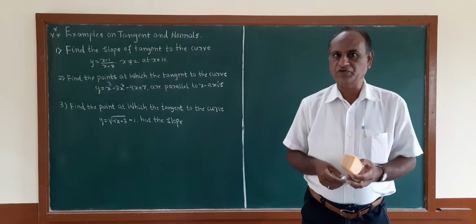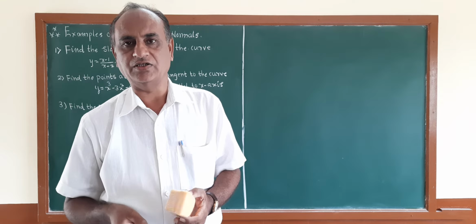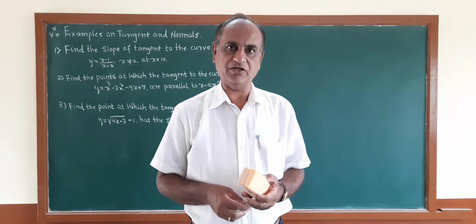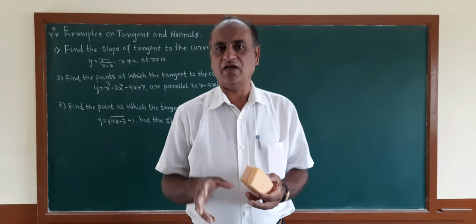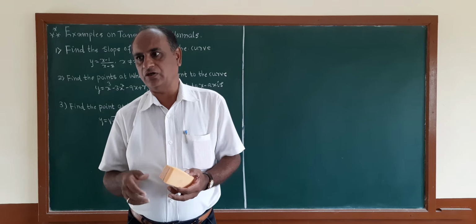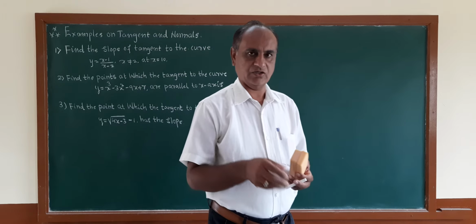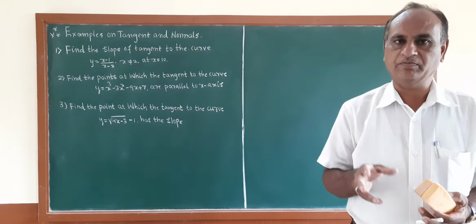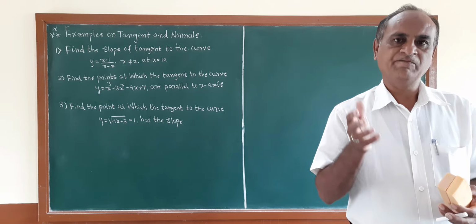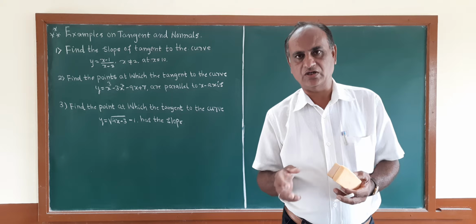Note this point: first, if dy by dx is equal to 0, then the tangent is parallel to the x axis. Second, if dy by dx is equal to infinity, it means the tangent is perpendicular to the x axis. If m1 into m2 is equal to minus 1, where m1 is the slope of the first curve and m2 is the slope of the second curve, therefore the two curves cut orthogonally.